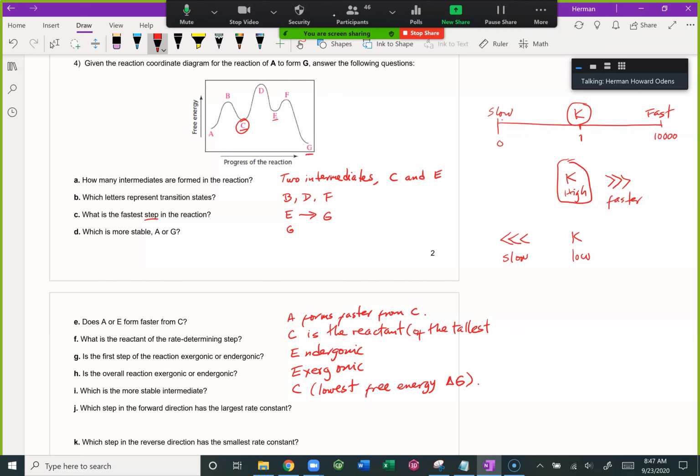So which one is a fast reaction there? Which one is the fastest reaction? E to G. E to G, very good. So E to G has the smallest bump or hump to go over. It has the smallest activation energy, therefore the fastest rate.